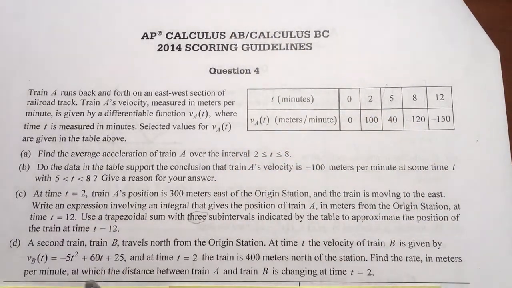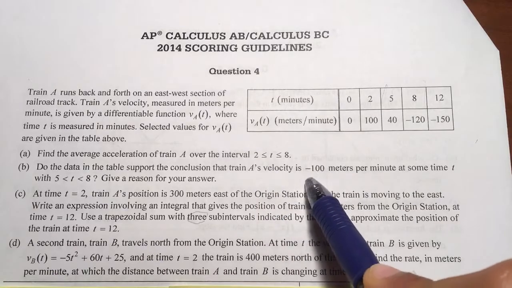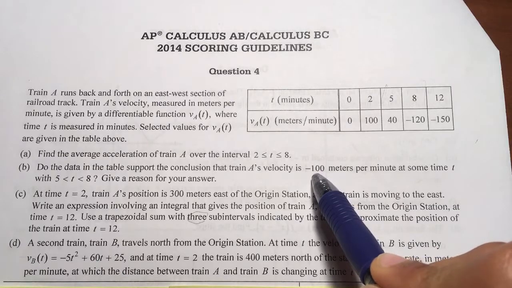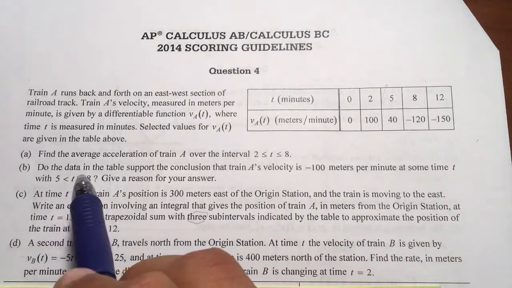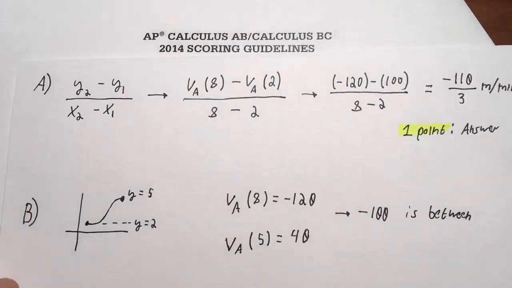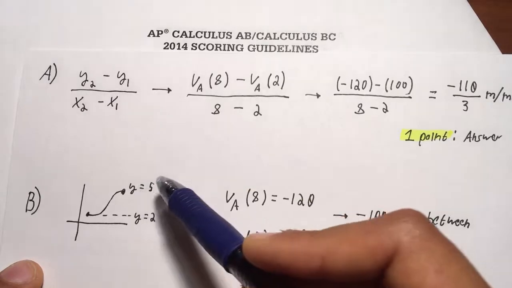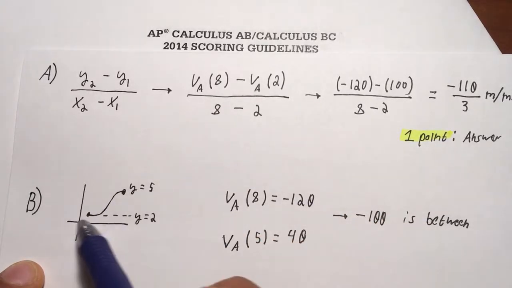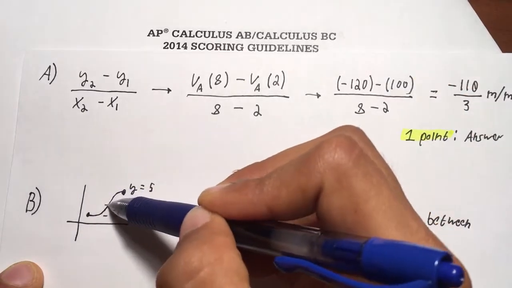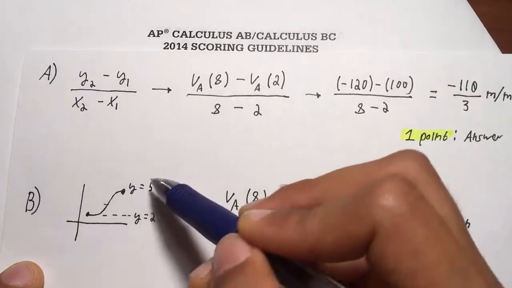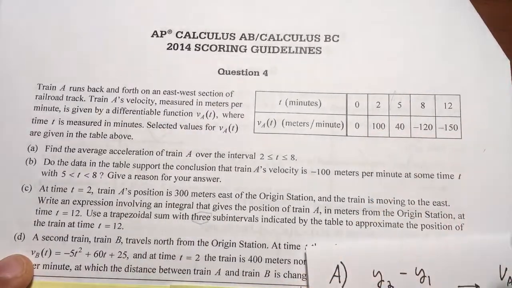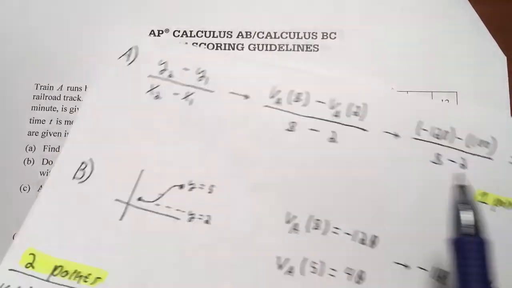Part B is asking whether or not it's possible for train A's velocity to be negative 100 meters per minute between 5 and 8. Well, you have to remember that in calculus, we like to study continuous functions, things that connect. So if I have this function here that has a minimum value of 2 and it goes up to 5, I know that at some point in the middle right here, I'm going to have a y value of 3, if it's continuous and flowy, which it is in this case. As here, this is a continuous and differentiable function.